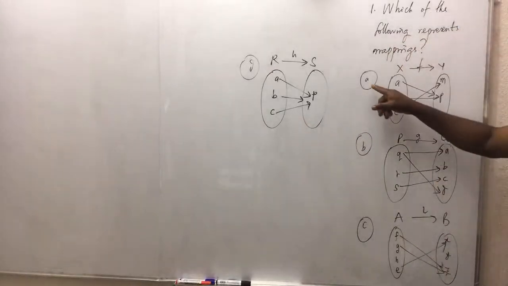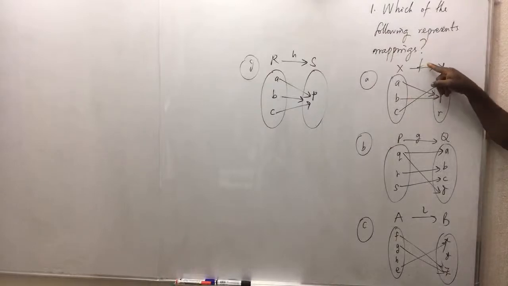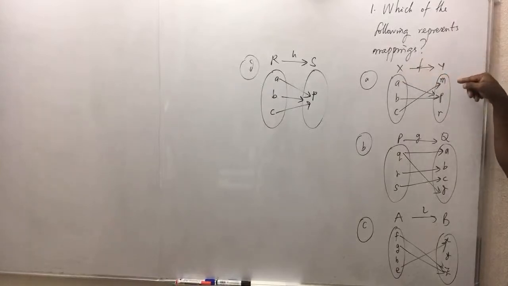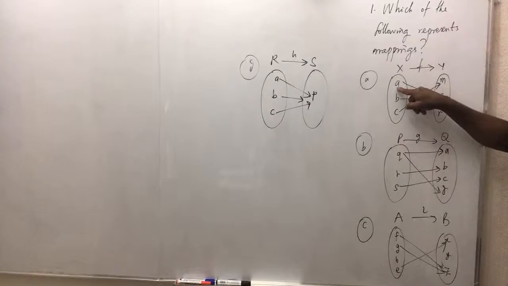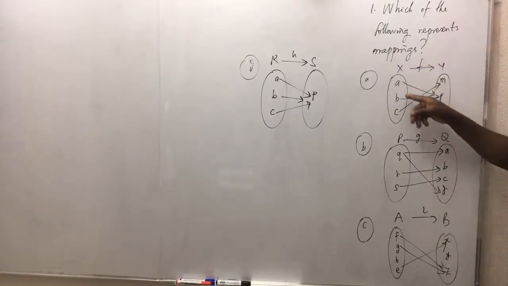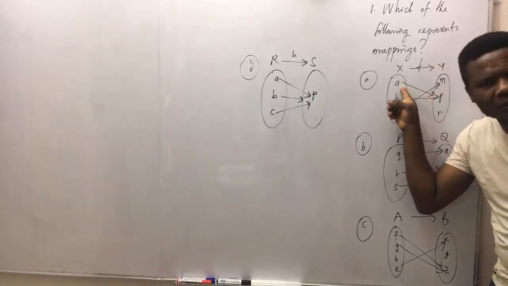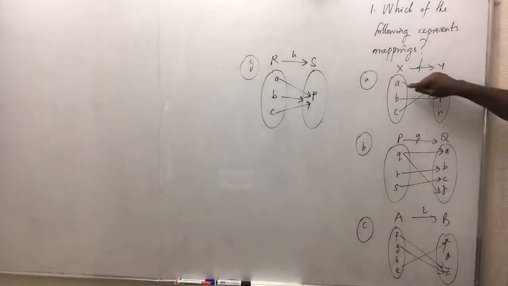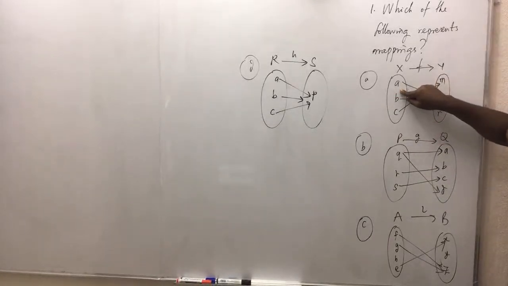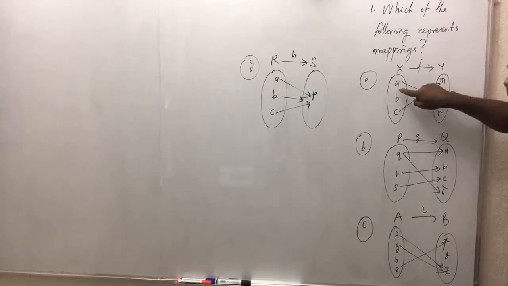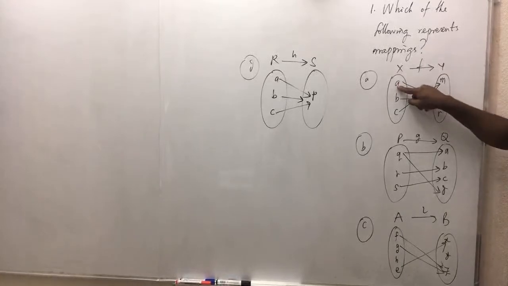Now, under number 1, you will notice that there is a relation F that takes an element from X and assigns to that element an element from Y. Looking at this relation, let's examine if it is a mapping. Does it fulfill condition number 1? Yes, it does, because condition number 1 requires that every element in the domain must have an image. Now, ask yourself the question, does A have an image? Yes, it has an image.